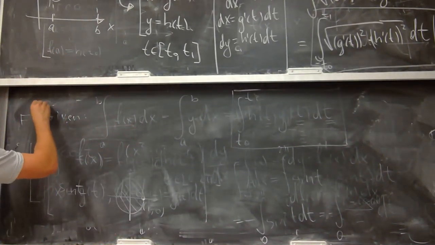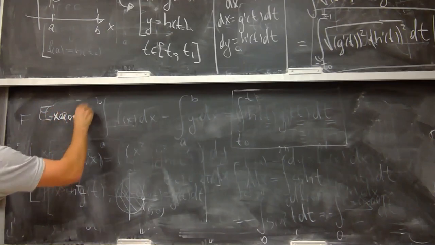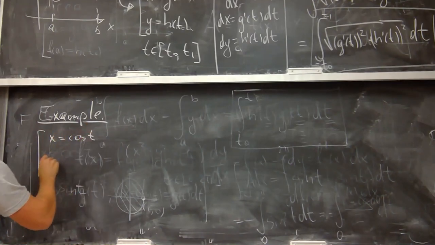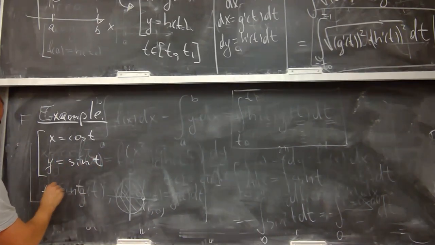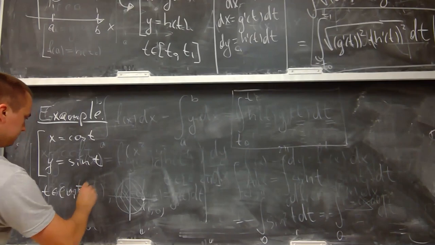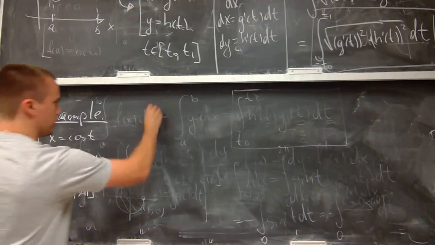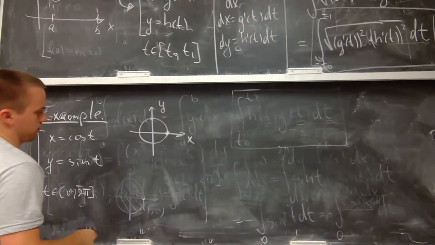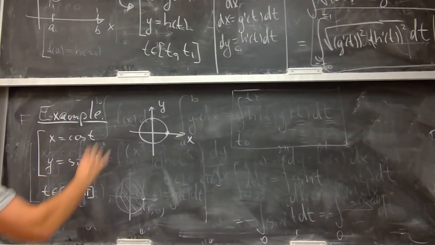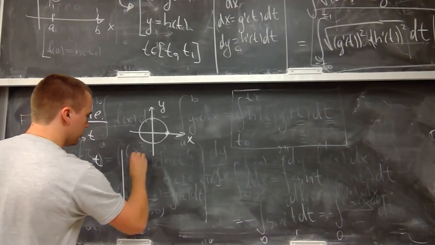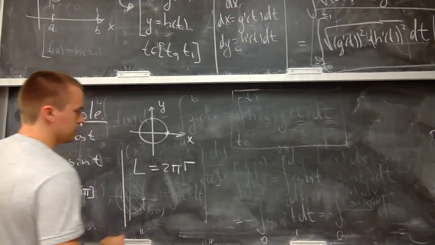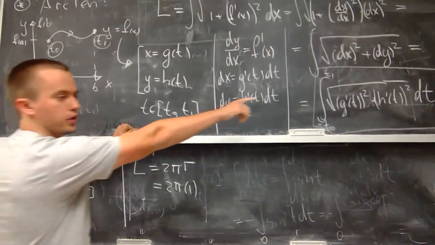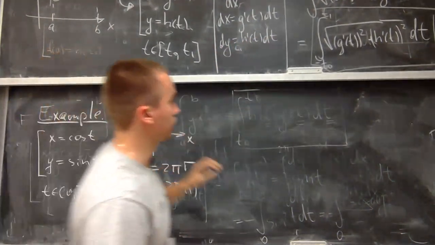So, example. We're given a unit circle, x equals cosine t, y equals sine t, and t changes from 0 to 2 pi. So for the arc length of the circle, the graph looks like this, x, y. And by using one of the first facts that we learn about circles, the length of the circle L equals 2 pi r. But if r equals 1, it's just 2 pi. So by applying that formula, we expect to get 2 pi. And let's see what I'm going to get.